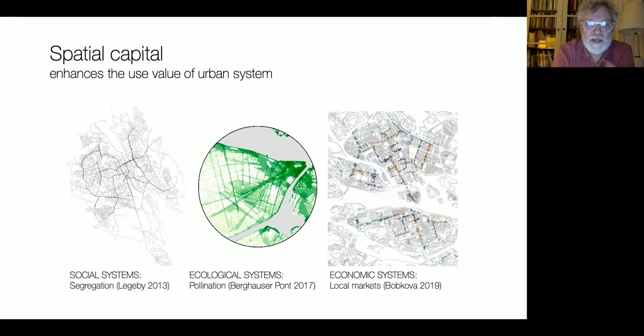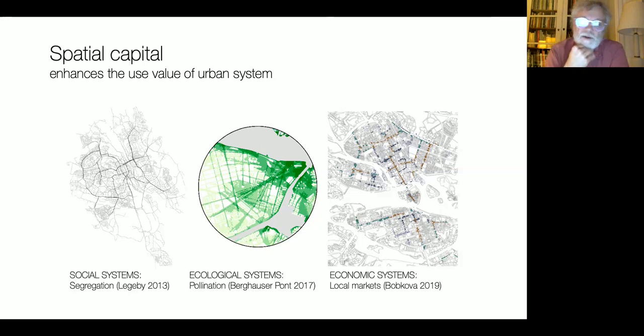Value can be many things. It can be a concern very much of economics and money or monetary values, but it also very much the use value, normally what we work with. So that could also be seen as a dimension of spatial capital, of course.